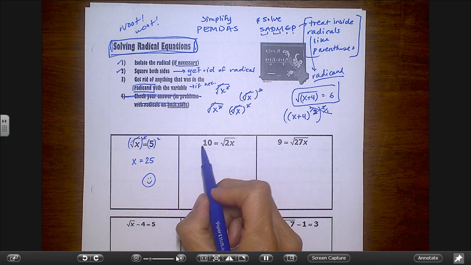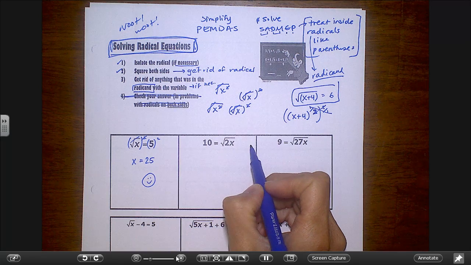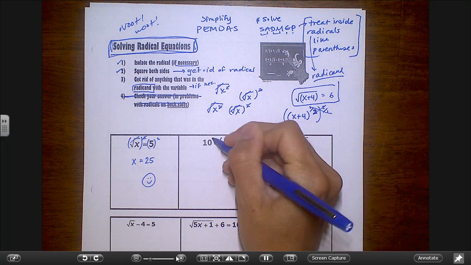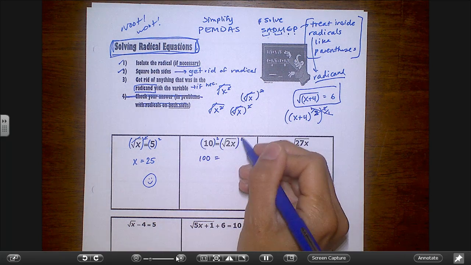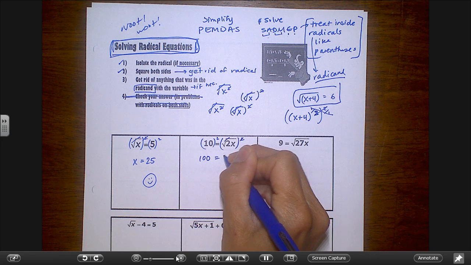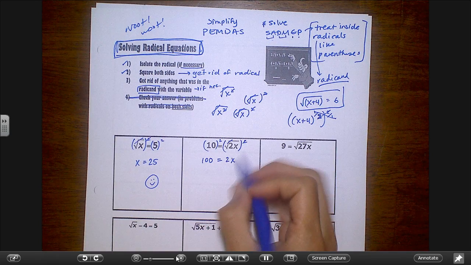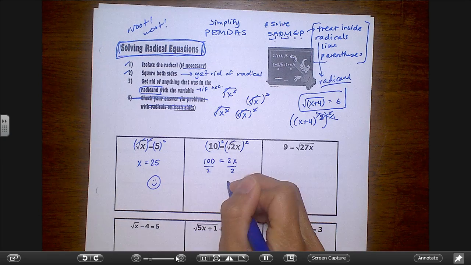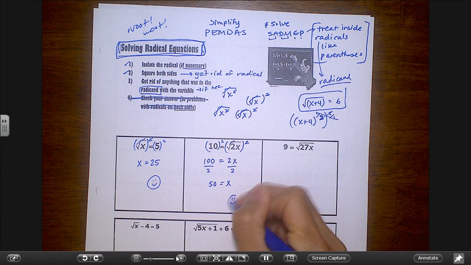Now I have the square root of 2x equals 10. I have a 2 with the x underneath the radical, and I don't have anything on the outside of the radical, so this is all isolated by itself. I can go ahead and square both sides. 10 squared is 100. The square root of 2x squared is 2x. And now I just solve this, the part where you get rid of anything that was with the radicand. So I'm going to divide both sides by 2, and I get x equals 50. Yay. Okay.